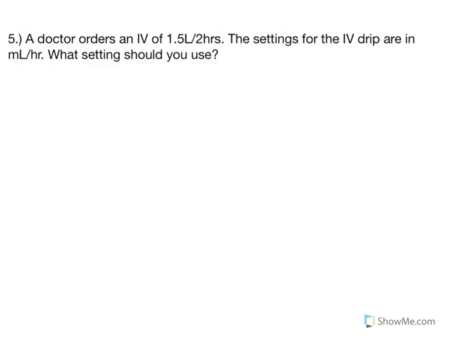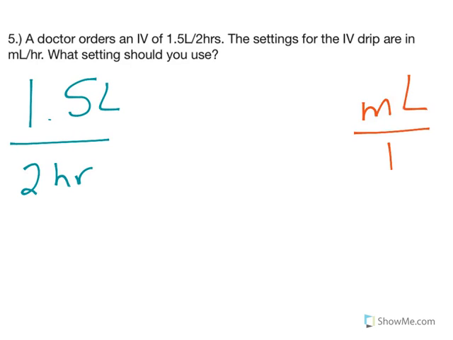Number 5, a doctor uses an IV of 1.5 liters per 2 hours. The setting for the IV drip is in milliliters per hour. What setting should you use? Okay, so the doctor says 1.5 liters for 2 hours. You need to somehow turn that into milliliters per hour. Well, how do I go from liters to milliliters?